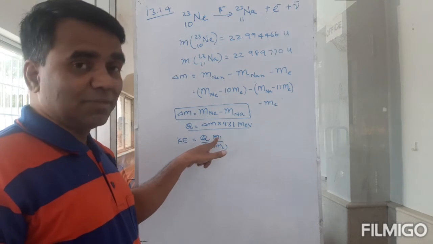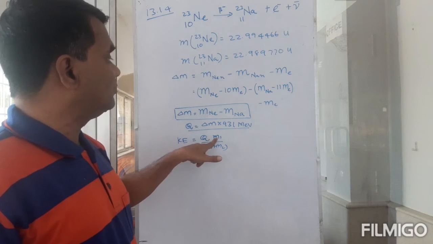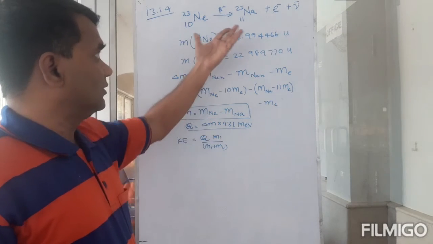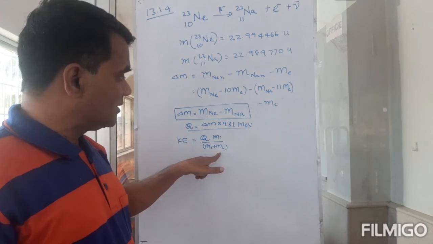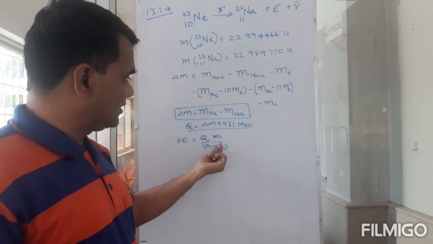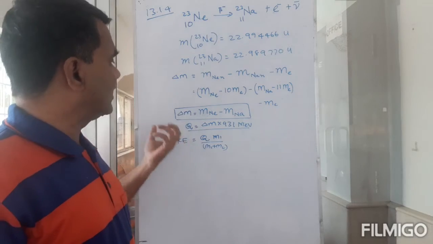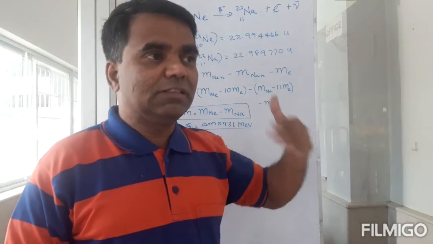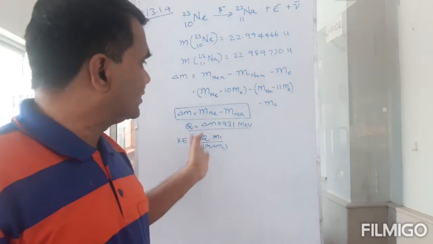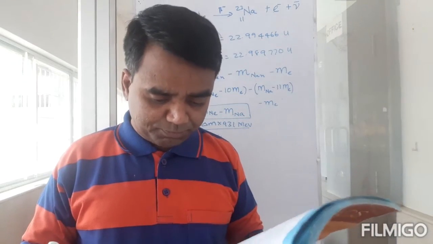If you want the electron's kinetic energy, M1 would be that of sodium itself, and in the denominator, sodium mass plus electron mass. Electron mass can be ignored. So M1 by M1 will effectively result in Q. All the kinetic energy would be with the electron emitted, just like all the kinetic energy was with the positron in the previous case. Almost all the kinetic energy will go to the electron this time. So this is how you do this problem.